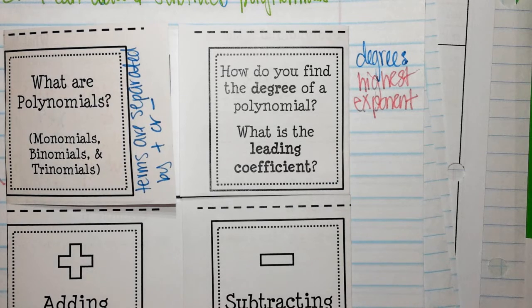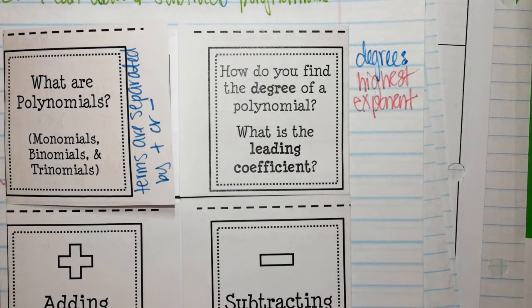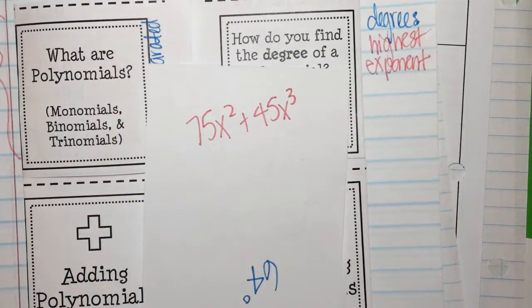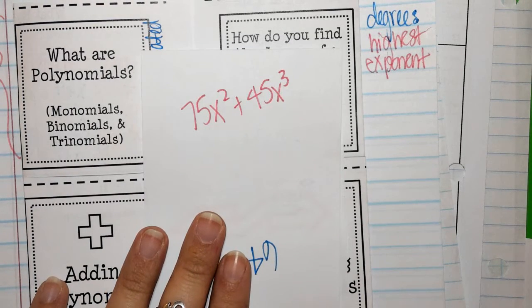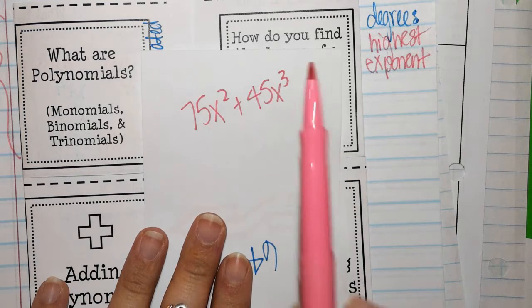So if I give you the example of this, what is this, a binomial, trinomial, monomial, polynomial? Binomial. All right, what's the degree?